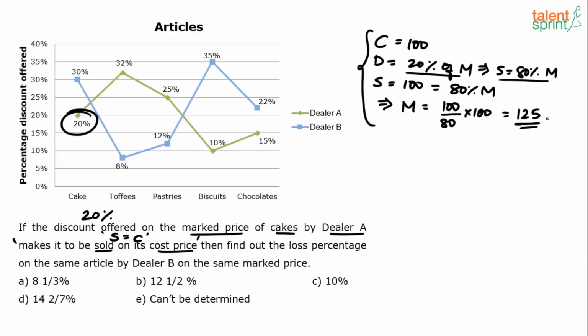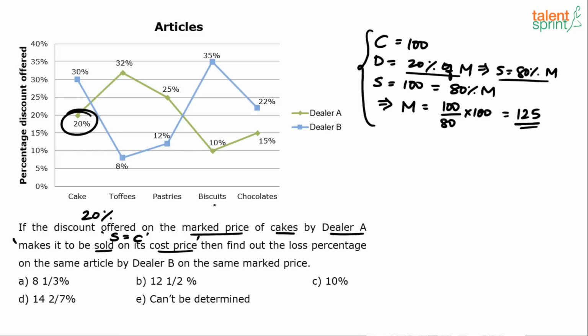So 125 minus 25, it makes it 100. Selling price is equal to 125 minus 25. So selling price becomes cost price. Yes or no? When the marked price is 125, I get a 20% discount on this. 20% discount is what? 20% of 125 is 25. Meaning selling price is 125 minus 25, 100. So first part is done. I know that the marked price is 125.